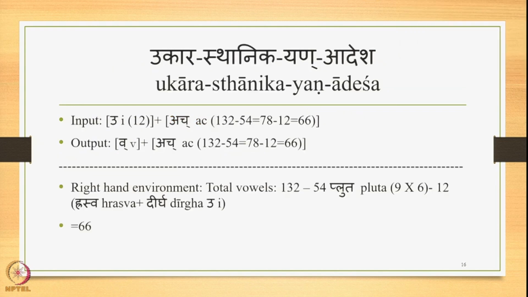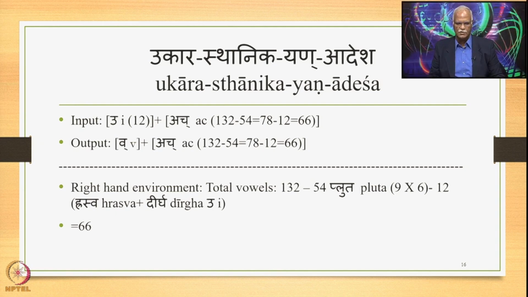Now let us look at the next type of examples where U is the substituent. So Ukara Sthanika Yanadesha. So the input over here is U, which is of 12 types, 12 varieties, Rasva and Dirgha, followed immediately by 66 vowels, total 132, minus 54 Pluta, minus 12 combinations for Savarna Dirgha Sandhi. And so the output would be V plus the 66 vowels.